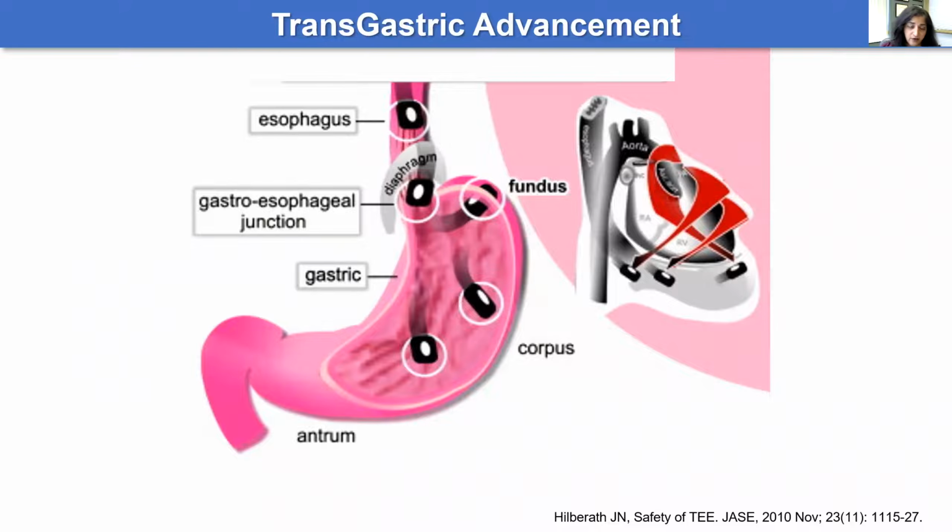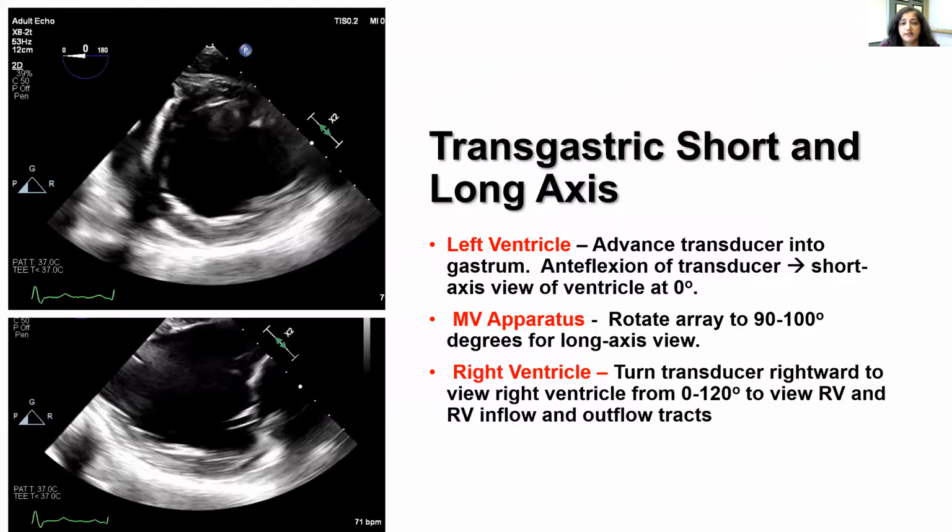And then once we have interrogated all structures in the esophagus, we then move on to transgastric views. So the probe is then inserted into the stomach via the gastroesophageal junction. This can be a place where you can have resistance. And if there is a hiatal hernia, this can also be a place where you can have resistance. The transgastric short and long axis views are critical for LV function, mitral valve apparatus, and right ventricular function. I've left some degrees and some maneuvers on the slide for you to review.